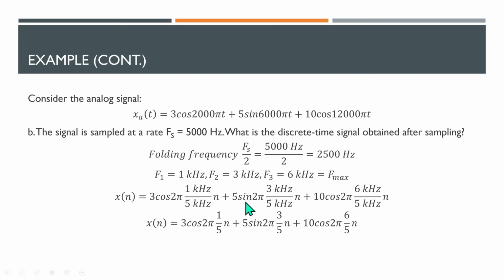Plus 5 times sine of 2 pi, the normalized frequency of the second term is equal to the frequency of 3 kilohertz divided by the sampling rate of 5 kilohertz times n. Plus 10 times cosine of 2 pi times the frequency of 6 kilohertz divided by the sampling rate of 5 kilohertz times n. We have x of n equals 3 times cosine 2 pi times 1 over 5n plus 5 times sine of 2 pi times 3 over 5n plus 10 times cosine 2 pi times 6 over 5n.